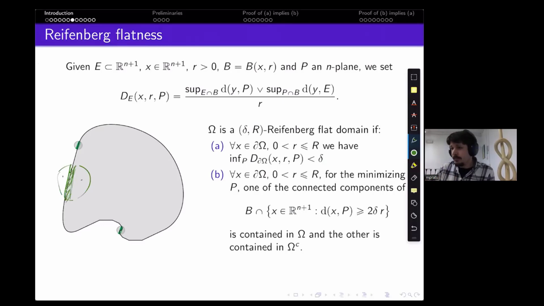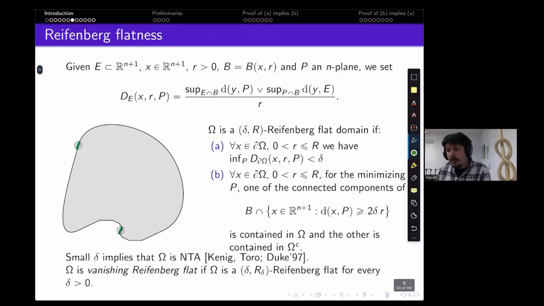Now, small delta implies in particular that omega is an NTA domain. And we say that omega is vanishing Reifenberg flat if it is Reifenberg flat for every delta. Of course, for every delta we get a worse radius, so a smaller radius. So there is a kind of continuity with respect to delta. Every time you have a smaller radius. Good. Let's move on.